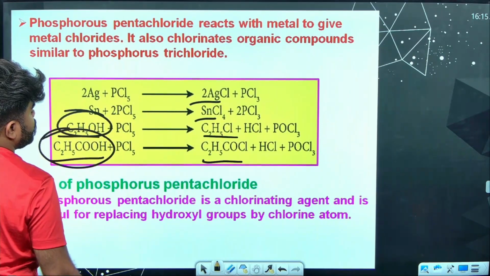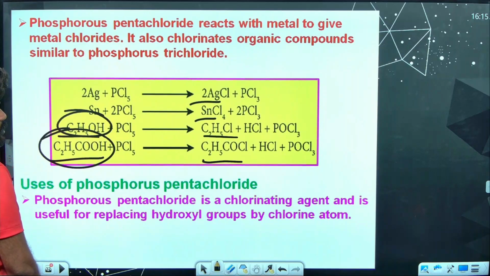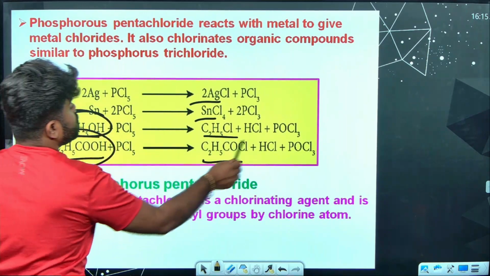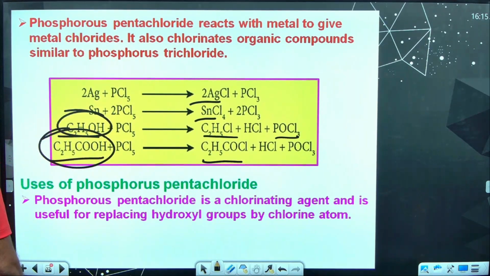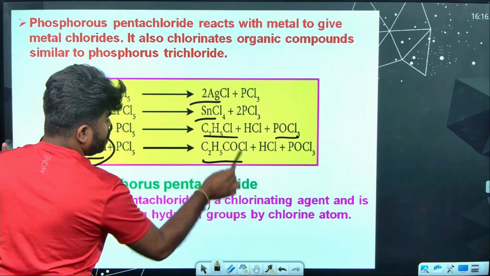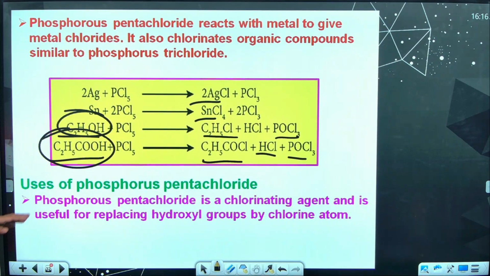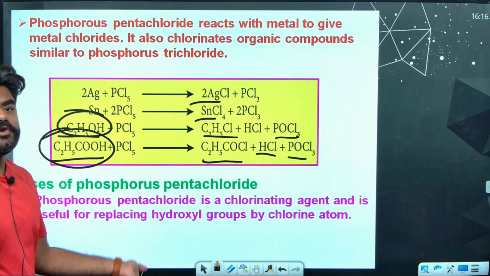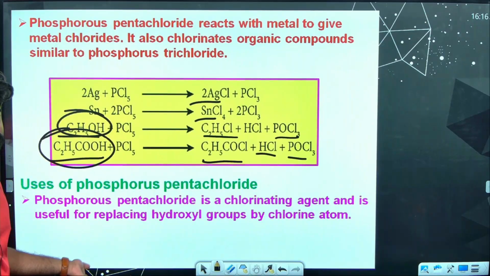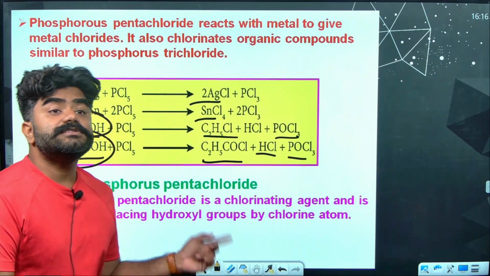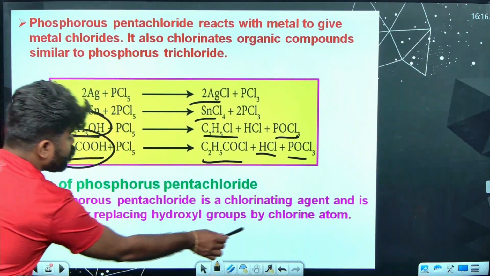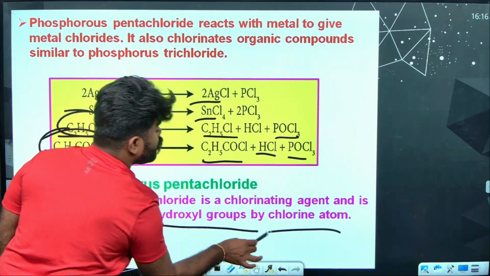When ethanol reacts with PCl5, it forms ethyl chloride with elimination of HCl and phosphoryl chloride. Similarly, when propanoic acid is treated with PCl5, we get propionyl chloride along with elimination of HCl and phosphoryl chloride. So again, regarding the uses of phosphorus pentachloride, this is also a very good chlorinating agent and it is useful in replacing hydroxyl groups by chlorine atoms.